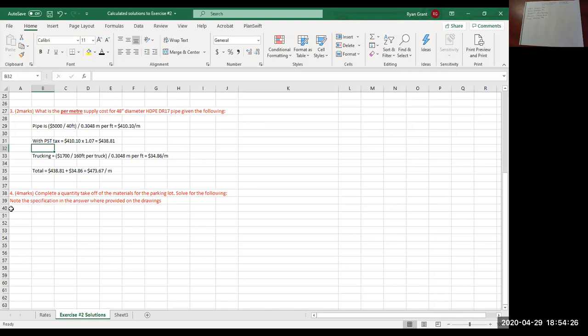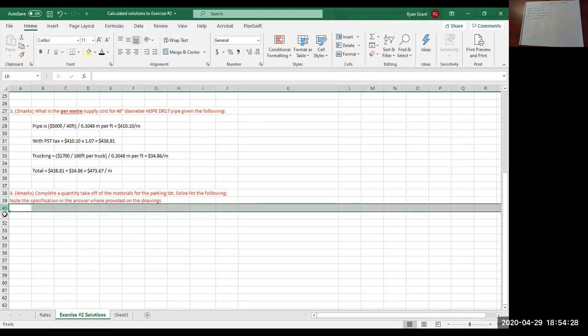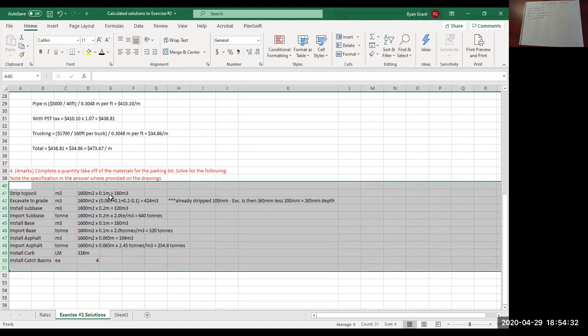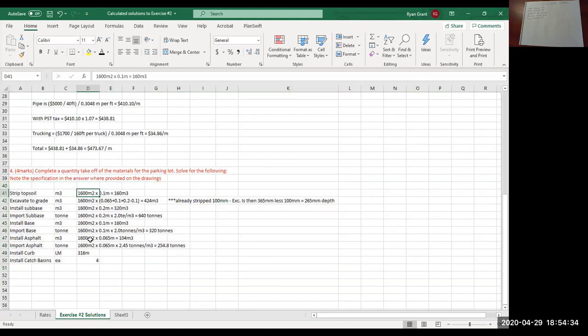Okay, so that table, I will unhide it. So topsoil stripping. So you were told in the table that the topsoil was 100 millimeters thick. So 1,600 square meters times 0.1 is 160 cubic meters.